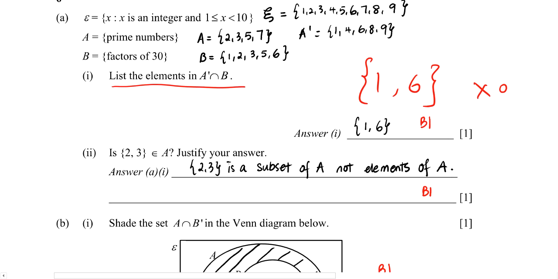Part 2. Is this an element of A? So the answer is no, it is not. This over here with the curly brackets refers to the set, right? So this is a subset of A. But we cannot say it is an element. Okay, elements are those bits and pieces inside the set. Can?